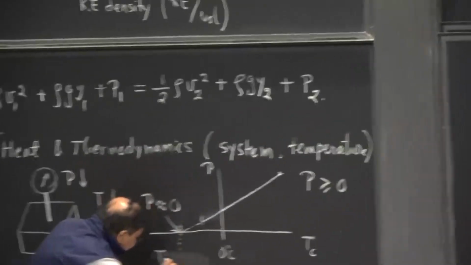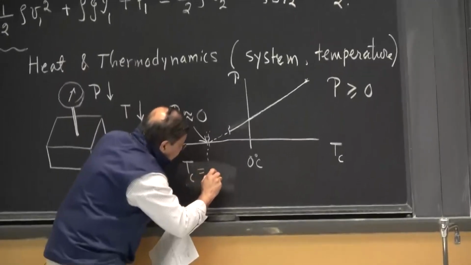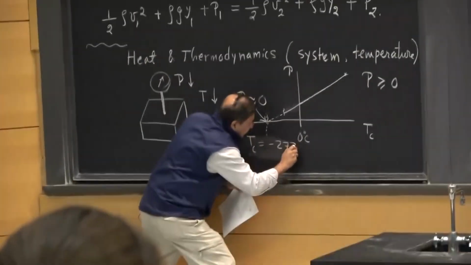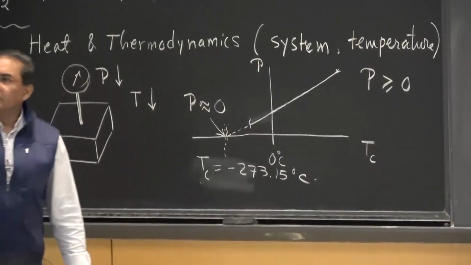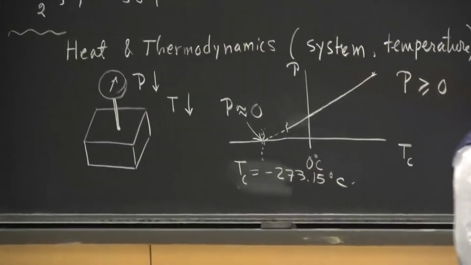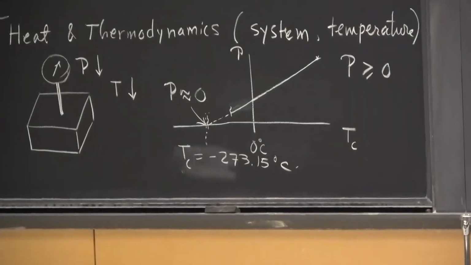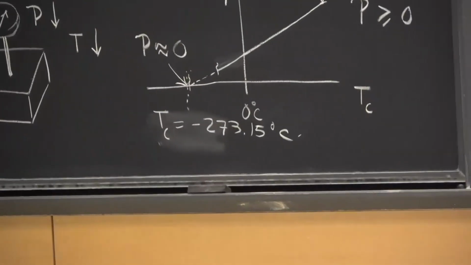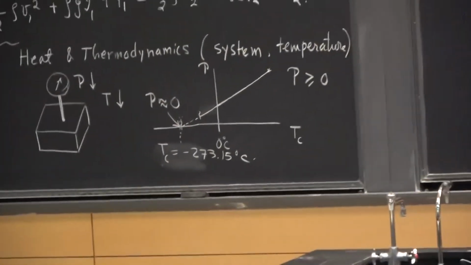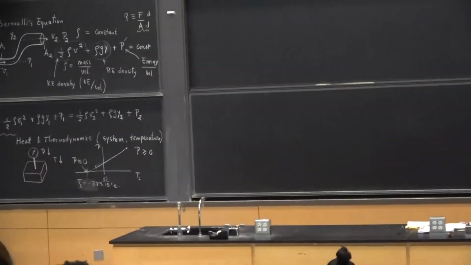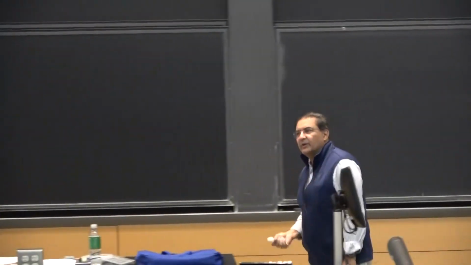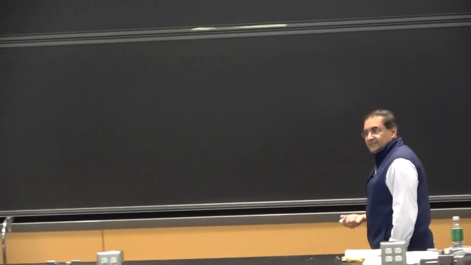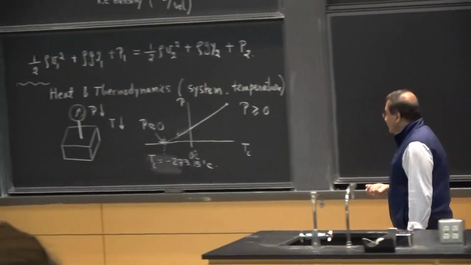And this temperature is known. It is actually minus 273.15 degrees Celsius. So nowhere in the universe, mind you, can you have a temperature that is colder than minus 273.15 degrees Celsius. That is the absolute lowest possible temperature you can reach anywhere in our physical universe. You can't go below, because pressure can't be negative.